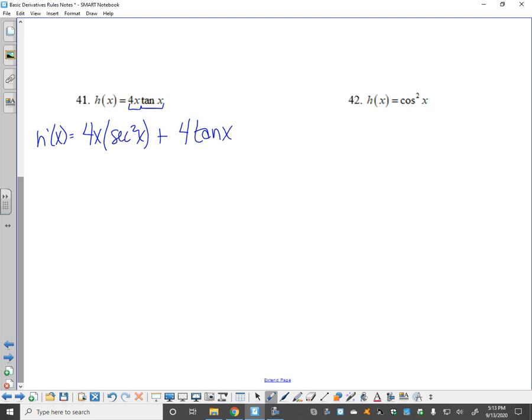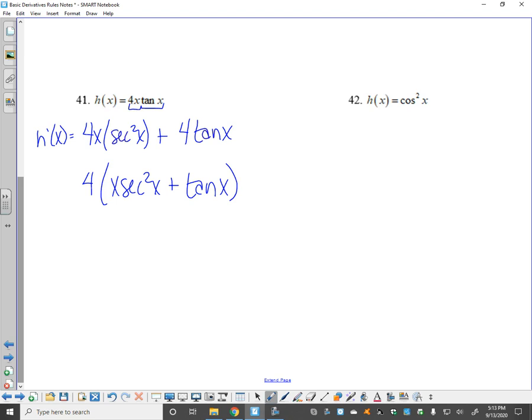You could GCF a 4. I don't think that does much of anything. Now, if that tangent was squared, maybe I could go Pythagorean, but I don't think the signs would be right. But anyway, either answer would be fine.